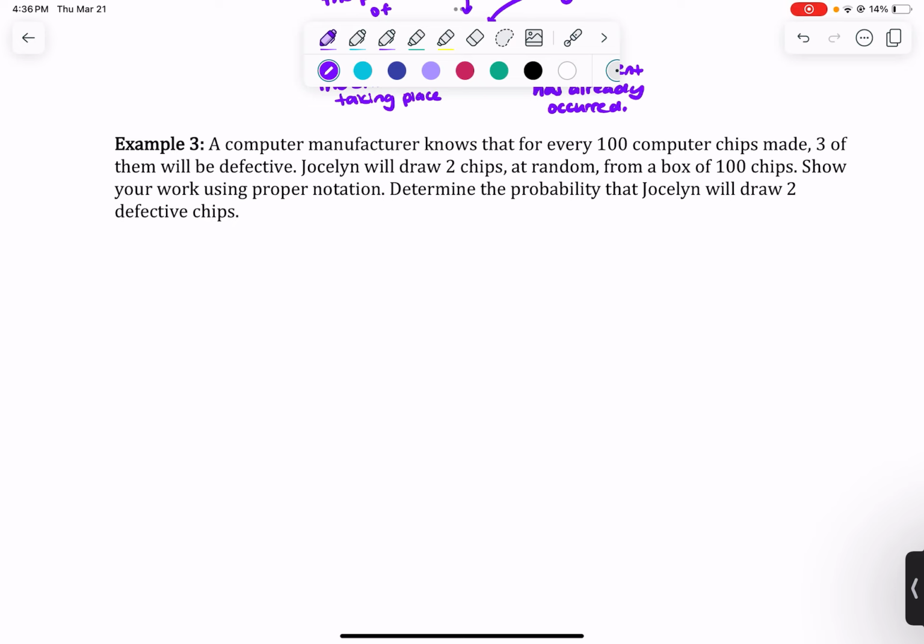Jocelyn will draw 2 chips at random from a box of 100 chips. Show your work using proper notation to determine the probability that Jocelyn will draw 2 defective chips. So Jocelyn's reaching in, grabbing 2 chips at random, not looking. And we want to know the probability of the first one being defective and the second one being defective.